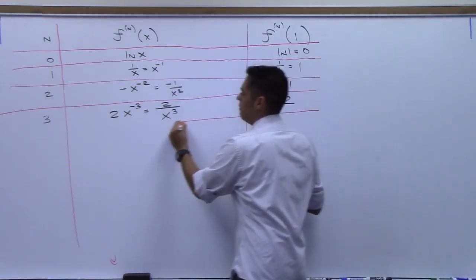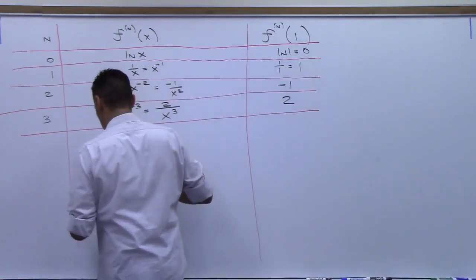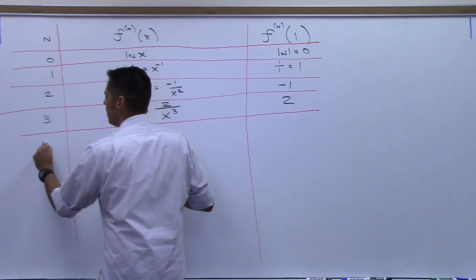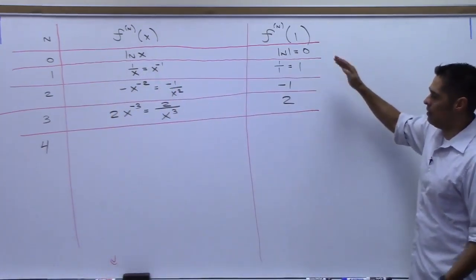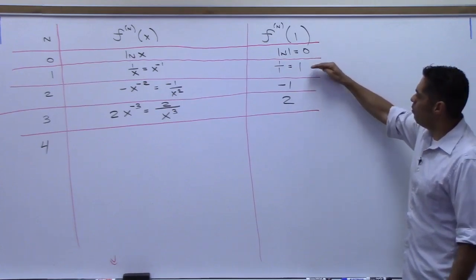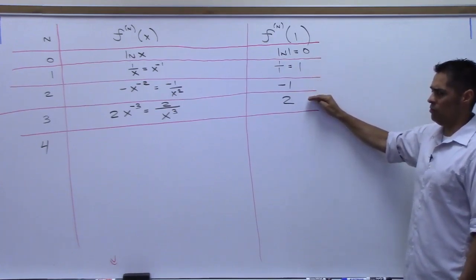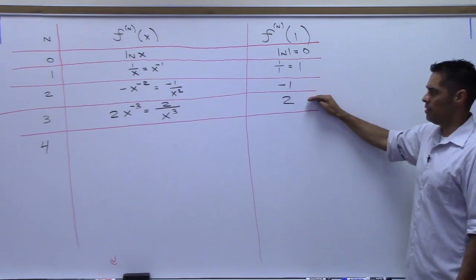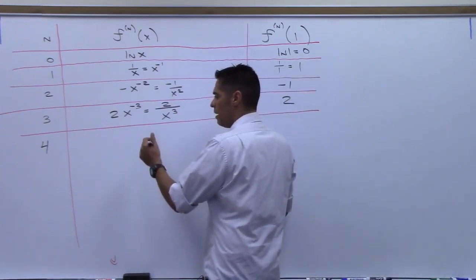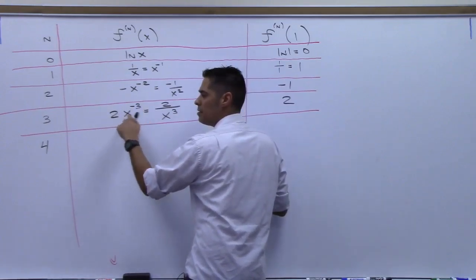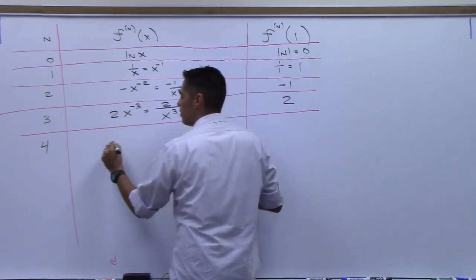And I go again. Fourth derivative. The thing is, we can stop once we see a pattern. Right now, I don't see a pattern yet. It's 0, then it's 1, then negative 1, then 2. What's the next one going to be? Negative 6? Yeah. Negative 6, because you're going to come out with this like this? Yep. I agree it's negative 6.